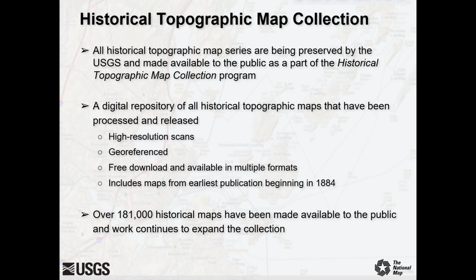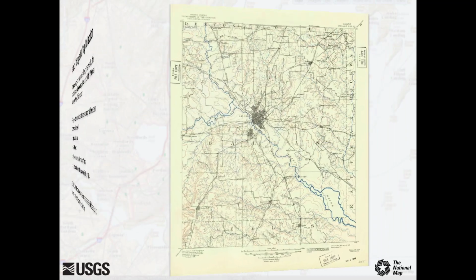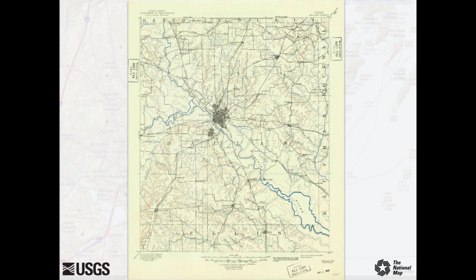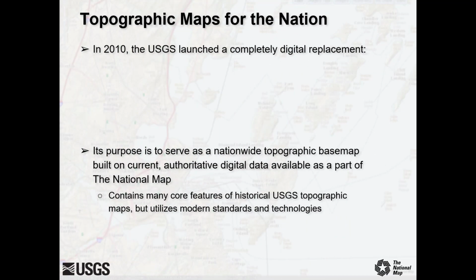Every scale, with a priority on the traditional 1 to 24,000 scale maps and edition, is being scanned at a high resolution and made available for download. Seen here is a USGS topographic map of Dallas, Texas, published in 1893. It is an example of one of the earliest USGS topographic maps and is available to the public through the HTMC. In 2010, the USGS launched a completely digital replacement topographic map after extensive preparation and testing.